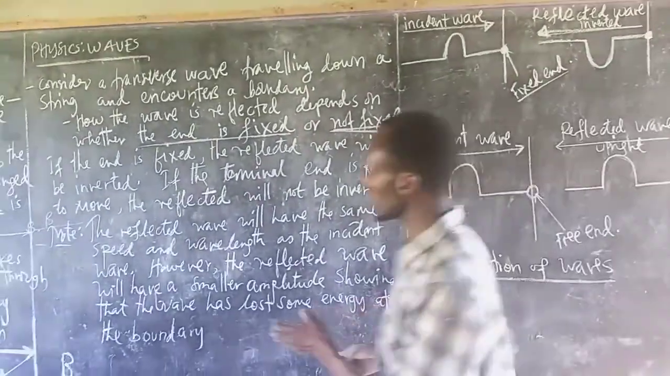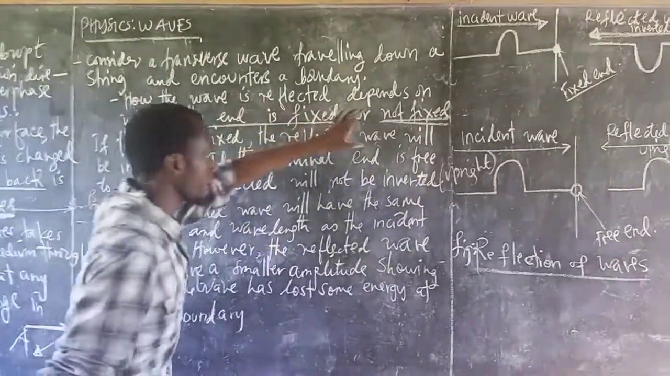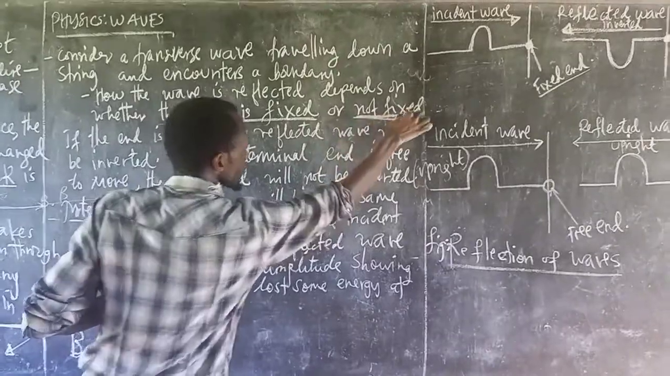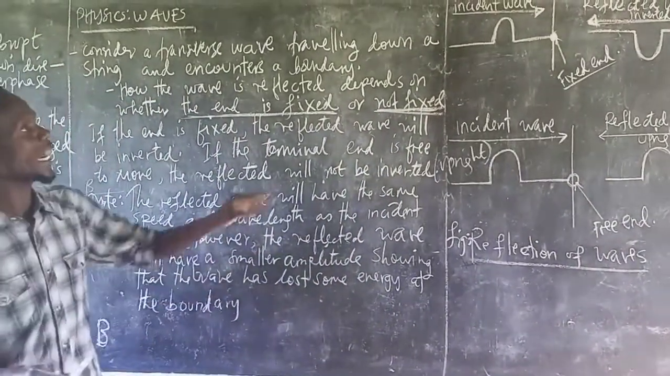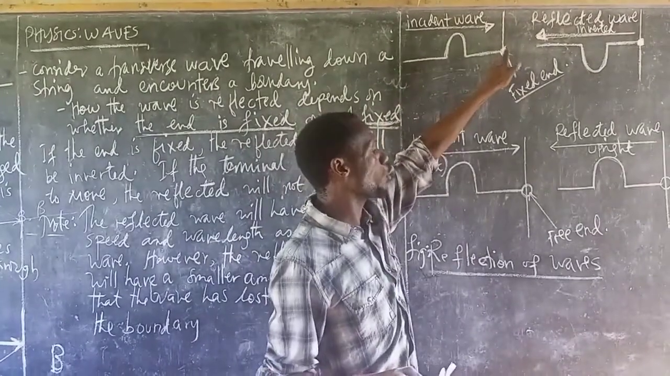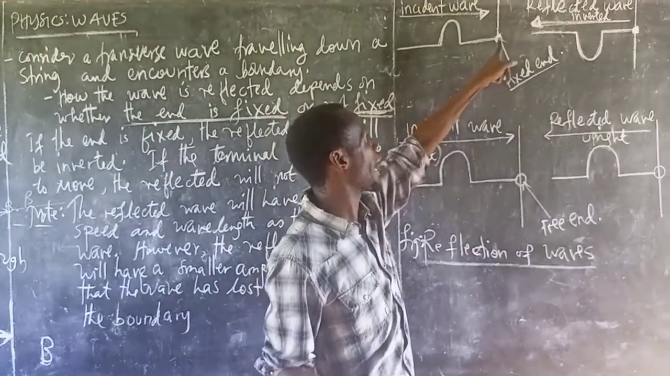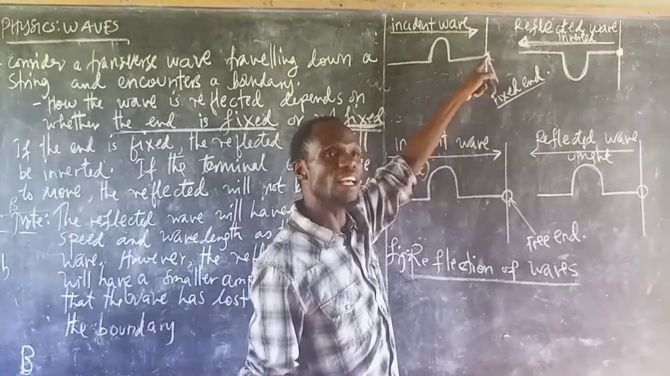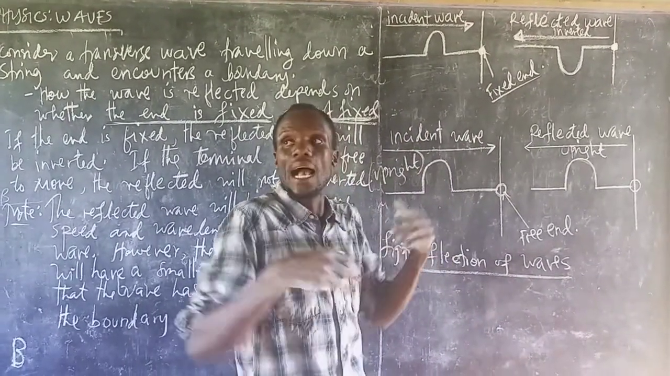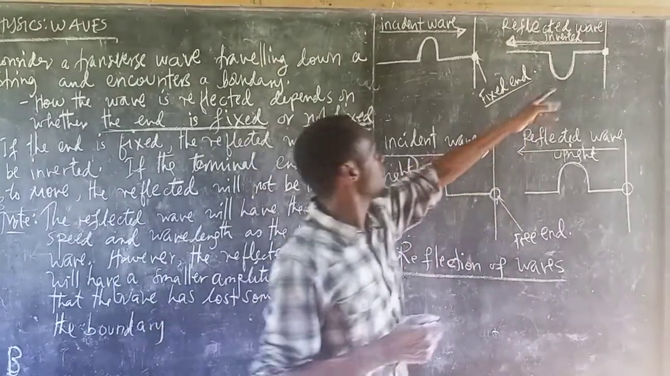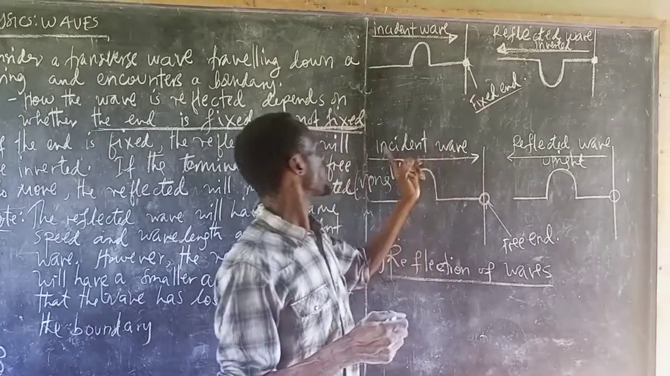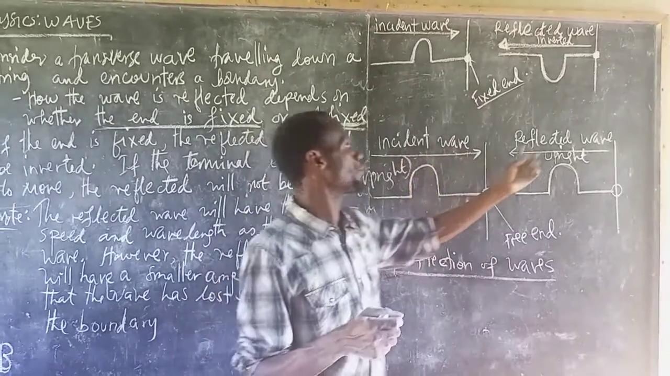That is why I've said how the wave is reflected depends on whether the end is fixed or not fixed. Kwa hii ni muhimu uelewe. Kama kamba, unazungumzia kamba, tunaangalia aidha mwisho kule ambapo wave inaelekea pamefungwa, pamekazwa, manake hapajalegea, manake hakuna ile freedom. Lakini ikiwa ina freedom, manake hakuna inversion ya incident wave, reflected wave.